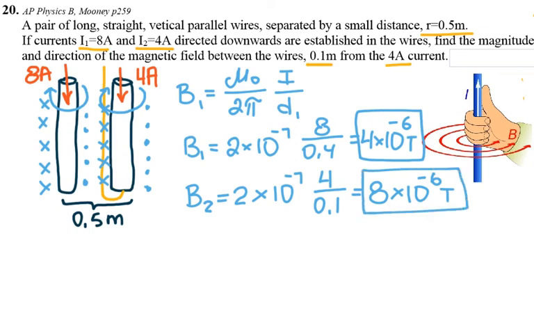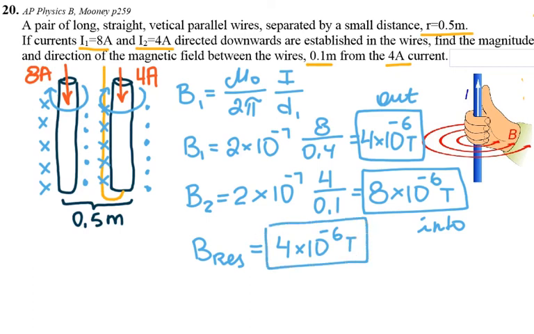And the resultant magnetic field at 0.1 meters away from the 4 amp wire will be the difference between them, because the 8 amp one is pointing out of the page, and the 4 amp one is pointing into the page. So the resultant is going to be the difference between them. That is 4 × 10^-6 Tesla, and it is into the page.